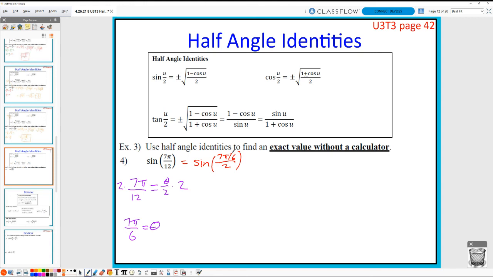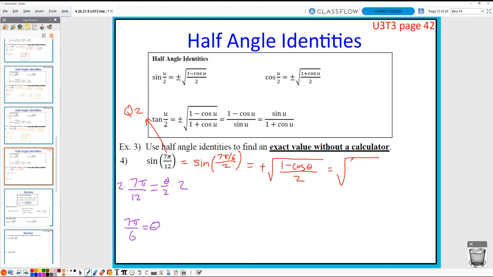Again, you don't necessarily need to say, oh, okay, this 7 pi over 6, this is in the third quadrant, therefore we're back in the second quadrant. This is also in the second quadrant, right? Because 6 pi over 12 would be pi over 2. 7 pi over 12 would be slightly more than that. Sorry, did I say 6 pi over 12? 6 pi over 12 would be pi over 2, right? So slightly more than that, I'm in quadrant 2. So therefore, it is positive. This is equal to the positive version of the square root of 1 minus cosine theta all over 2.